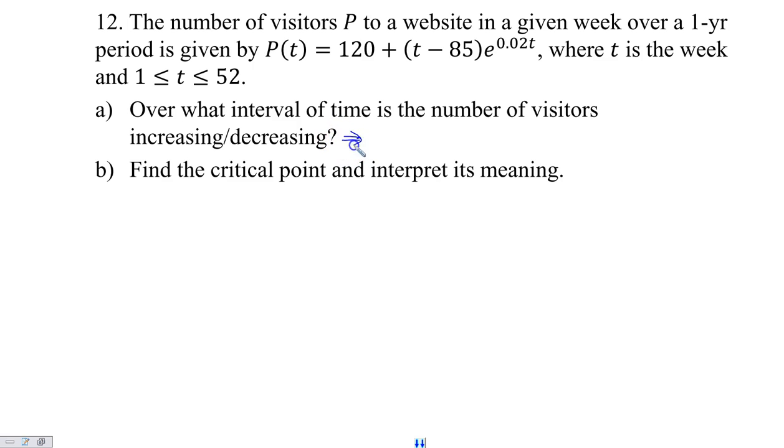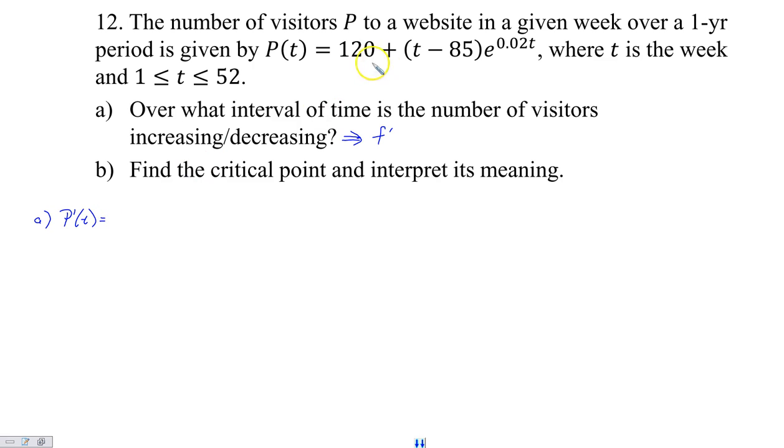Well, this is asking us to start with the first derivative. So we're going to find the first derivative and find some information about that. So let's start with the first part, and we're going to find p prime of t. Now for this particular problem, we are going to have to use the product rule to find this derivative.